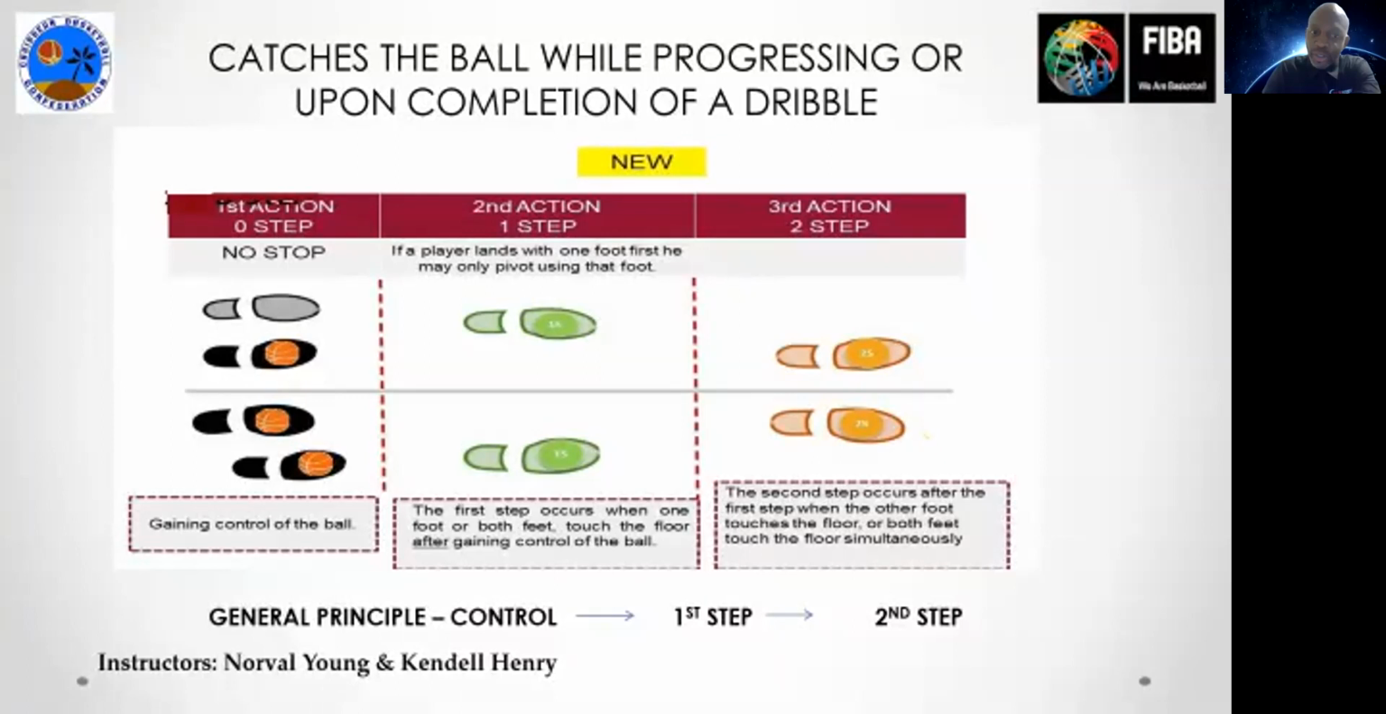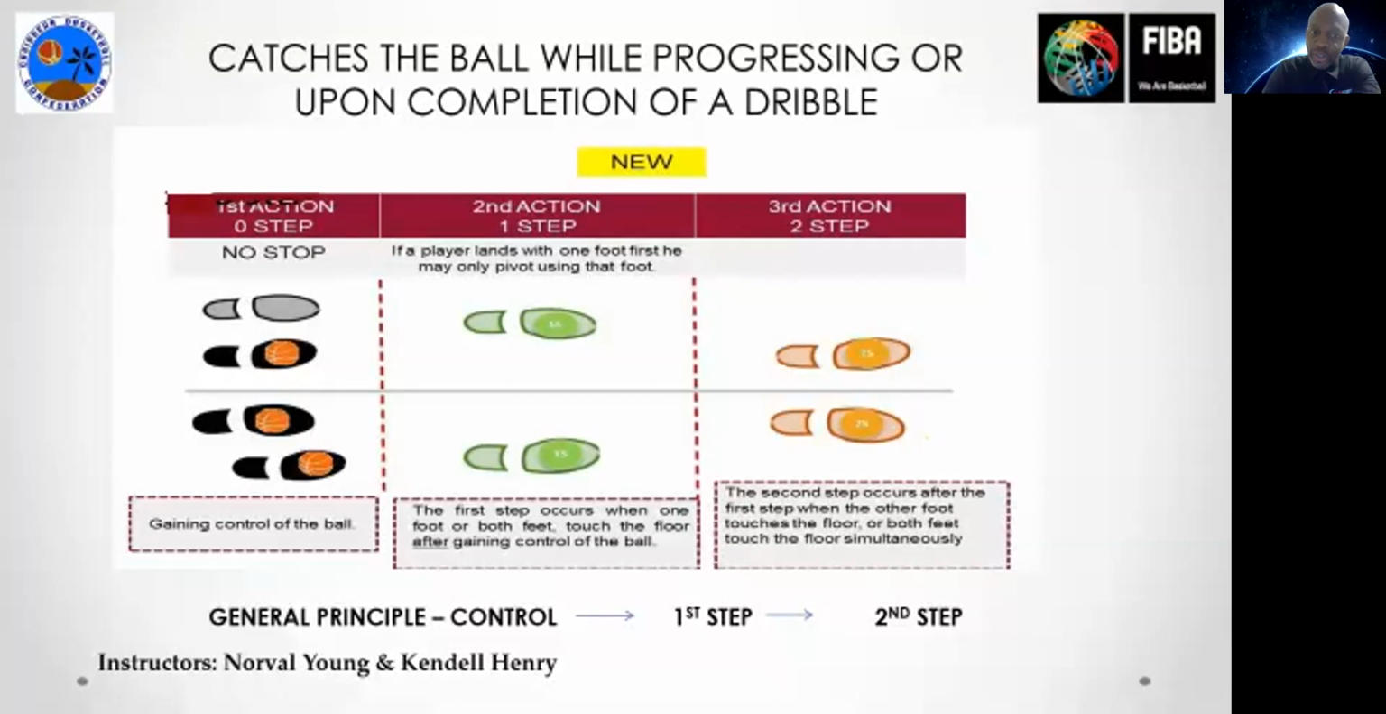Now, remembering what our symbols and definitions were from the earlier slide, the gray basically means the foot in the air. So now the player gathers the ball with one foot on the floor, in this case his right foot. His next step would be the other foot, which is the left, which is the first step. And his second step would be his right, which is the two step.